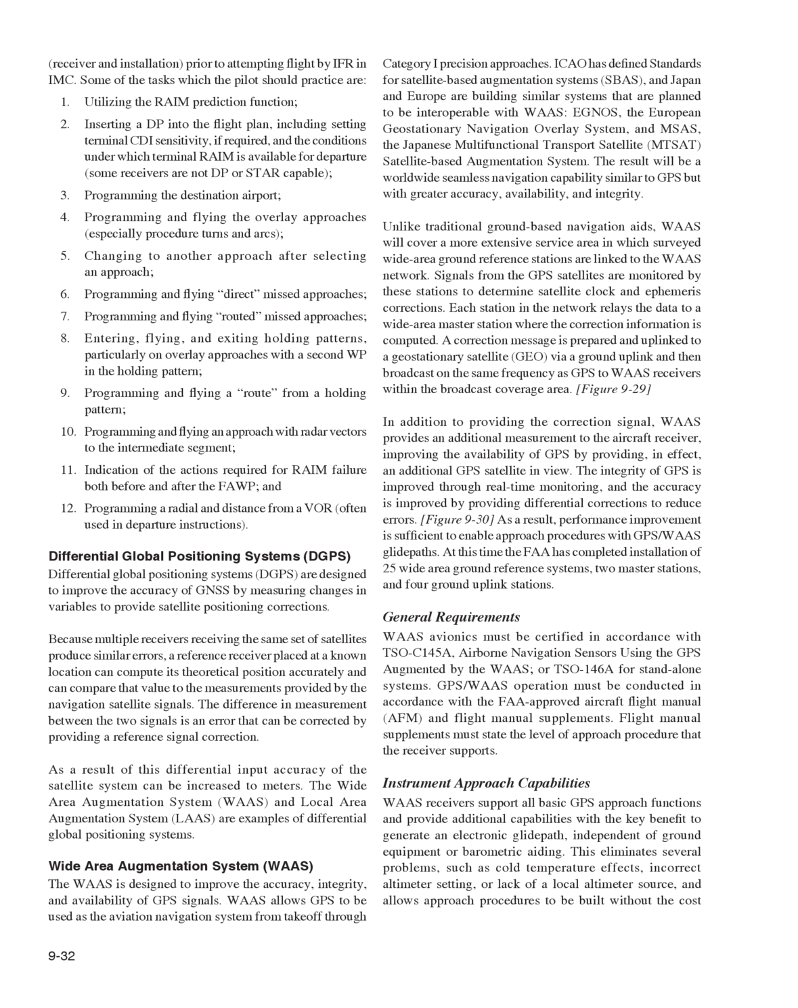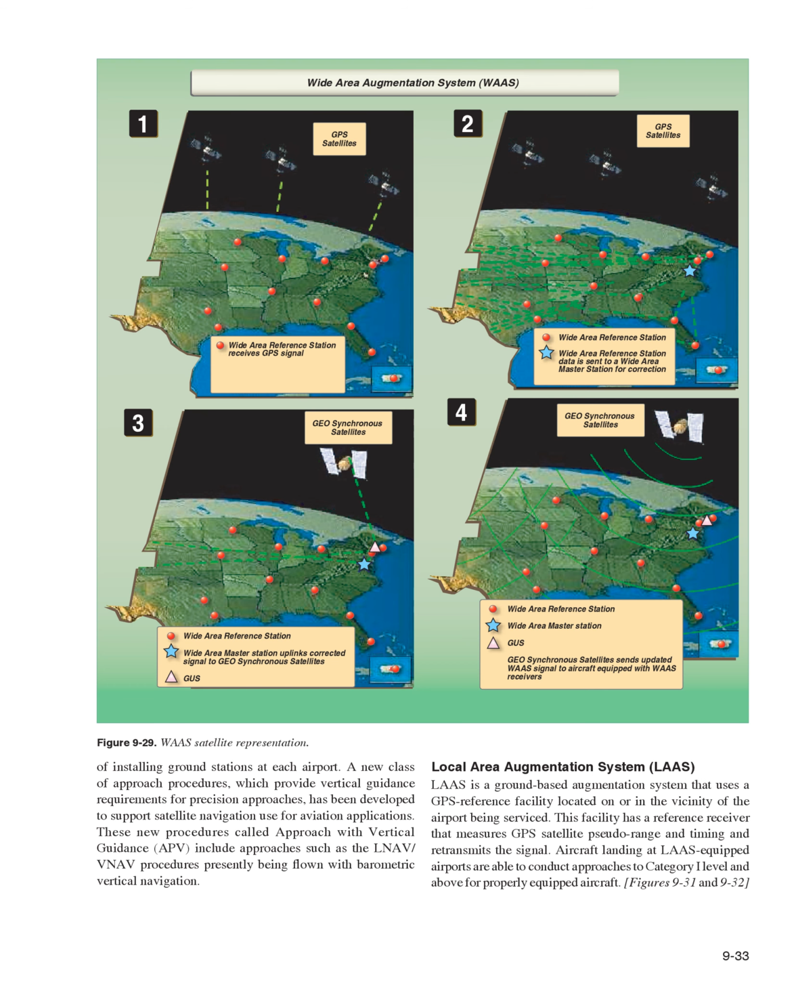Instrument approach capabilities: WAAS receivers support all basic GPS approach functions and provide additional capabilities with the key benefit to generate an electronic glide path, independent of ground equipment or barometric aiding. This eliminates several problems, such as cold temperature effects, incorrect altimeter setting, or lack of a local altimeter source, and allows approach procedures to be built without the cost of installing ground stations at each airport. Figure 929. WAAS satellite representation.